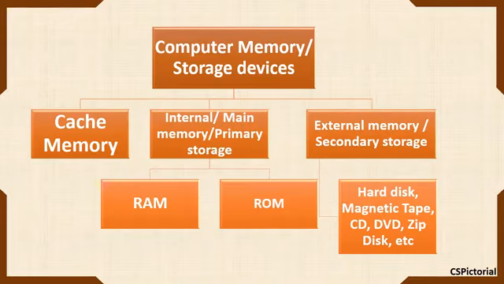As the names tell you, the internal memory is available as chips on the motherboard of the CPU. The external memory are the secondary storage devices that can be plugged in whenever required.